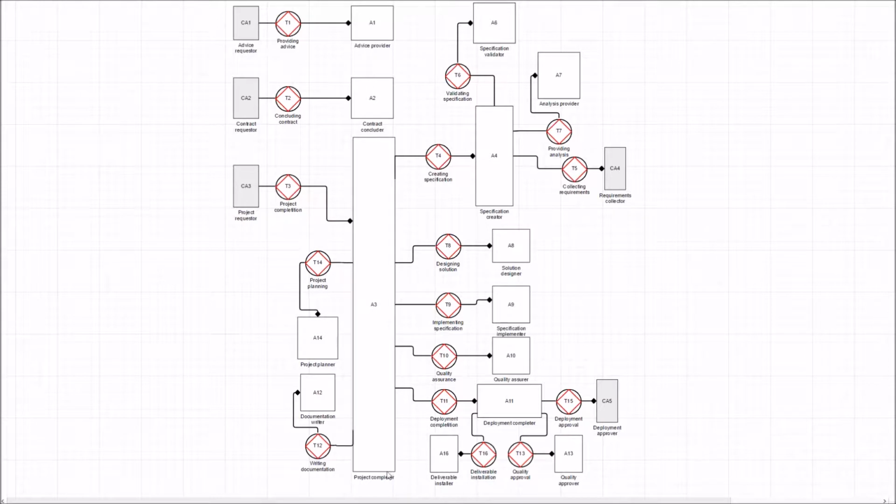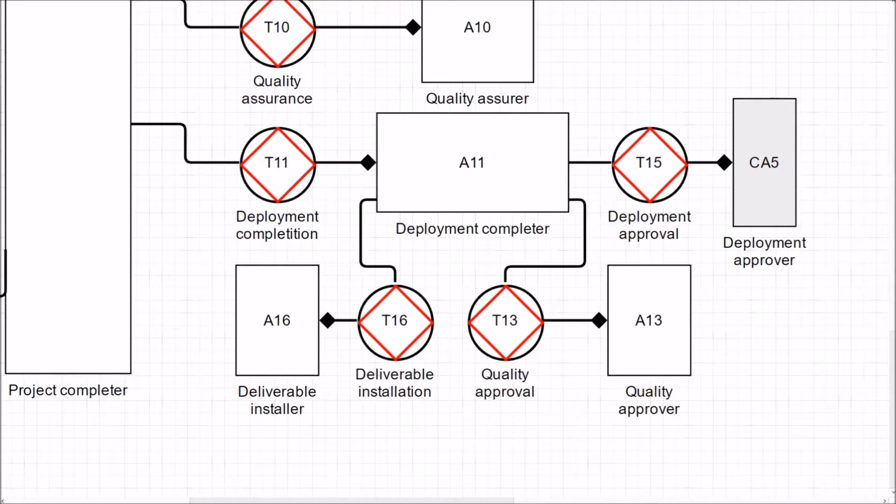We looked a bit closer into two areas, specification and deployment, which both have their own subtrees. I would like to show you the latter one in detail. In here, we can see that the main transaction, deployment completion, depends on three other transactions. The executor, a deployment completer, who coordinates the deployment, needs to communicate with deliverable installer, quality approver, and deployment approver in order to make the deployment completion successfully happen.